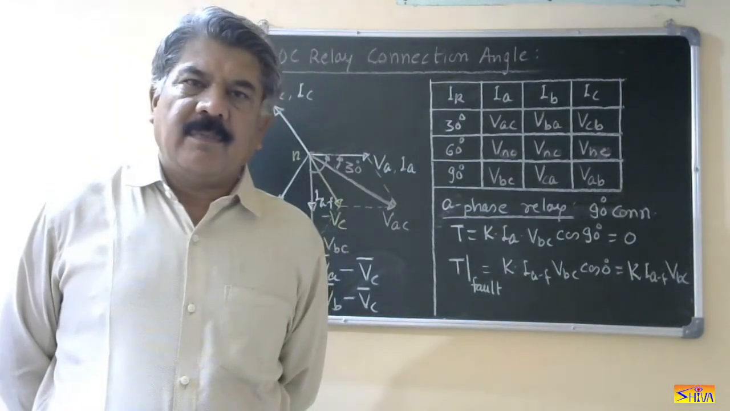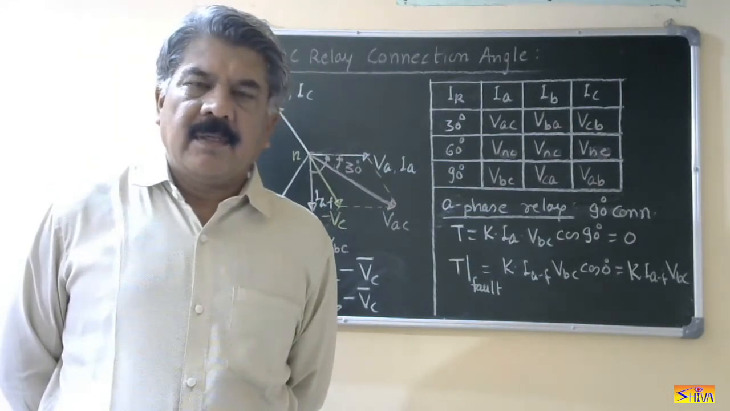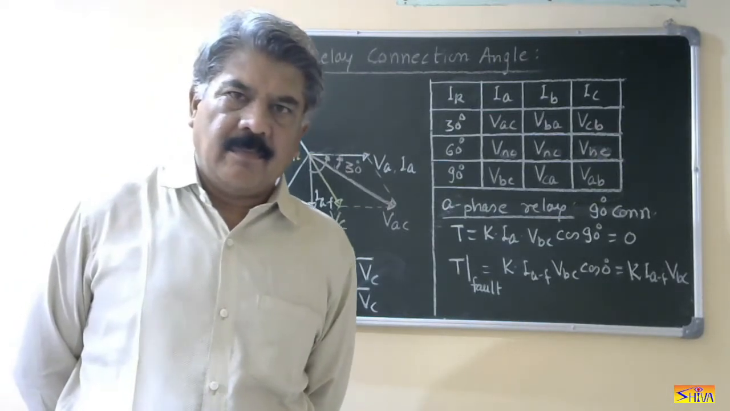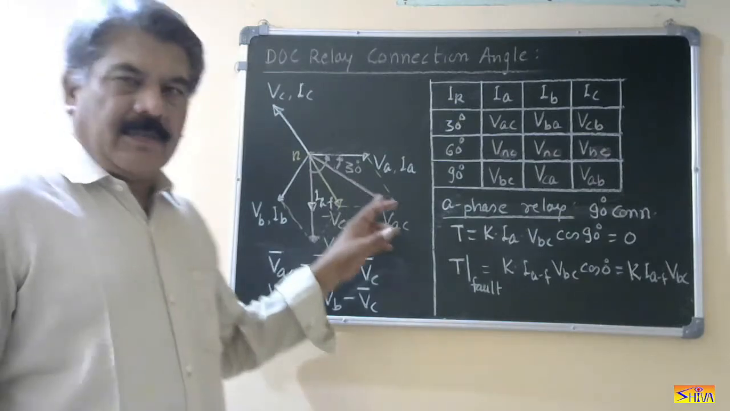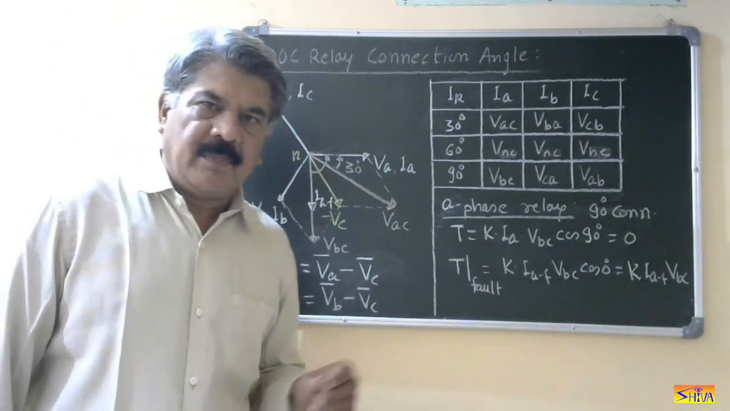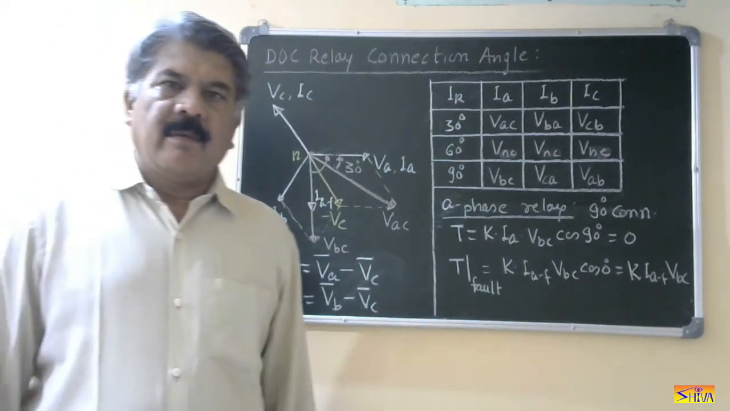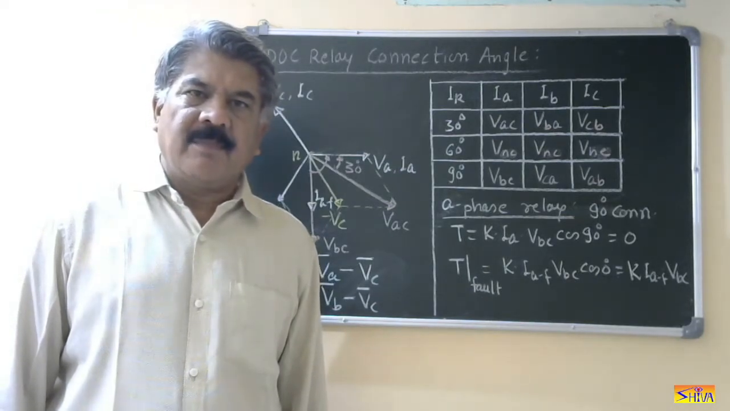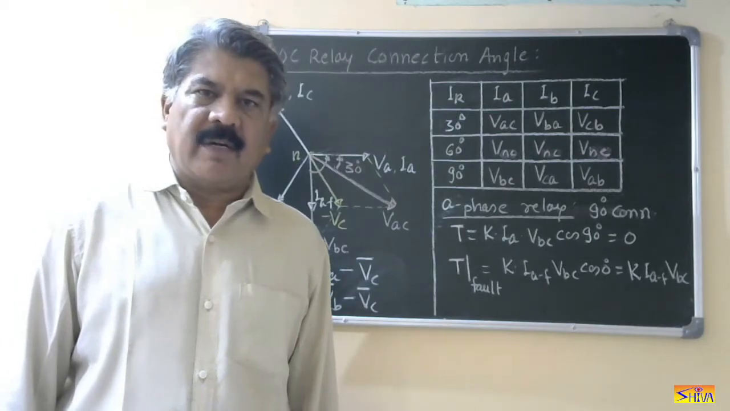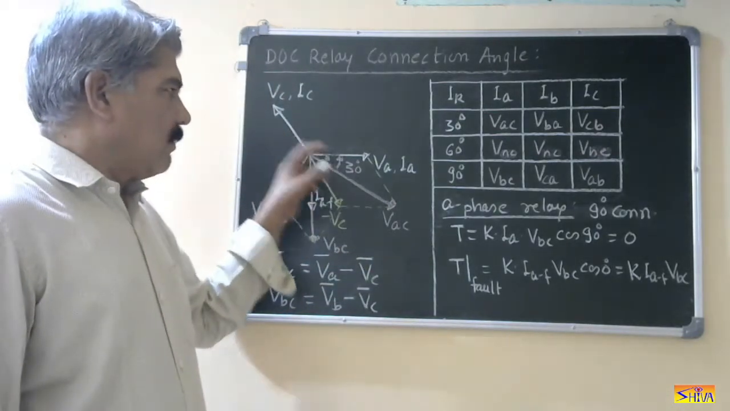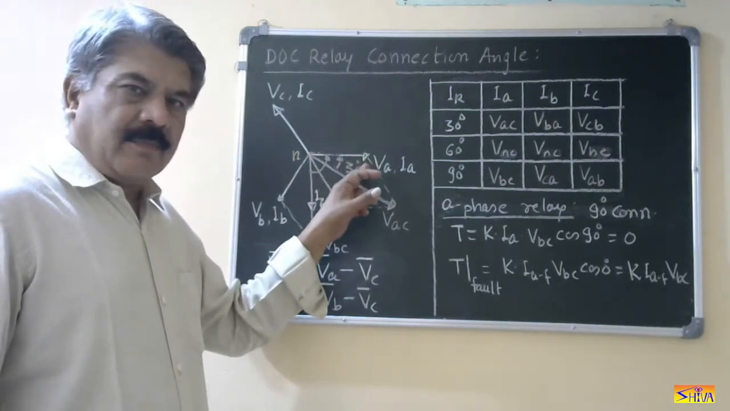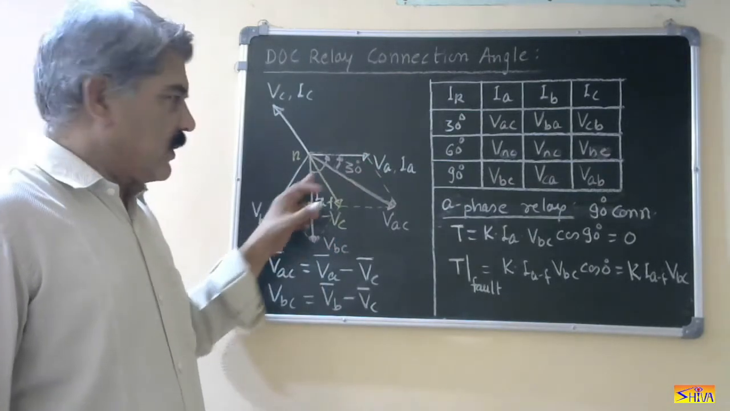Now let us see how these 30 degree, 60 degree, and 90 degree connections are achieved. Let us recall the definition of relay connection angle. It is the angle by which the relay current leads the relay voltage under balanced load, unity power factor condition. So again, I will first consider the phasor diagram under unity power factor balanced load condition.